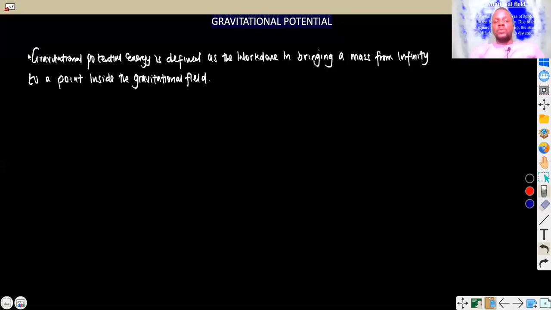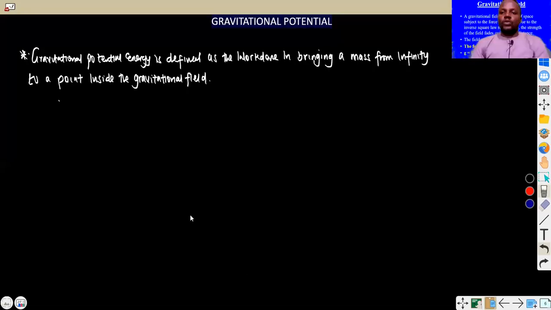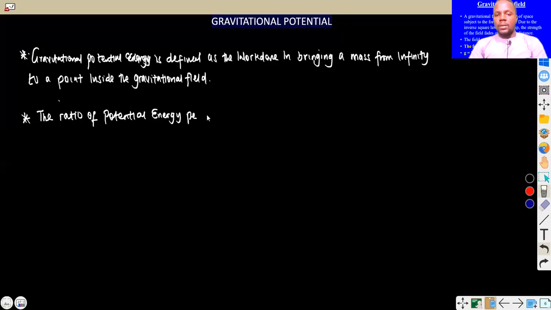But basically, you can also give this definition, which is common in your test material. I'm trying to adjust the camera. So we can also say the gravitational potential is defined as the ratio of potential energy per unit mass.